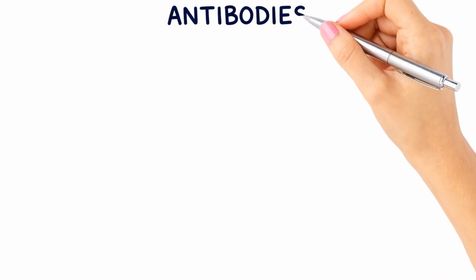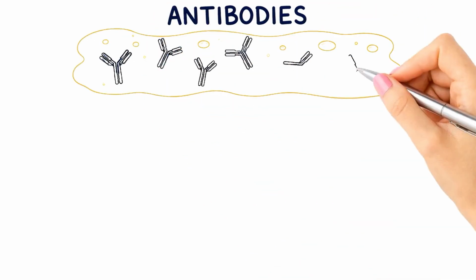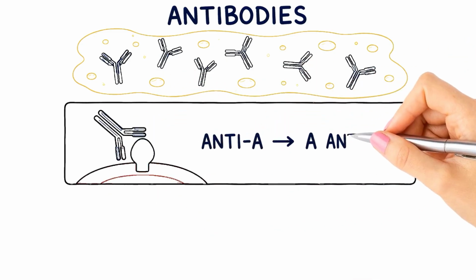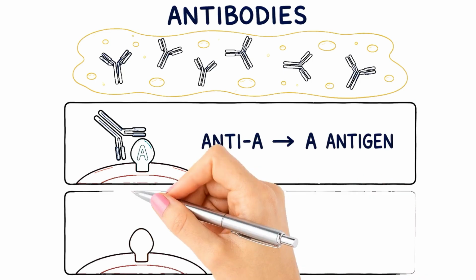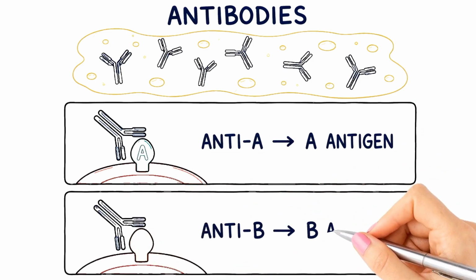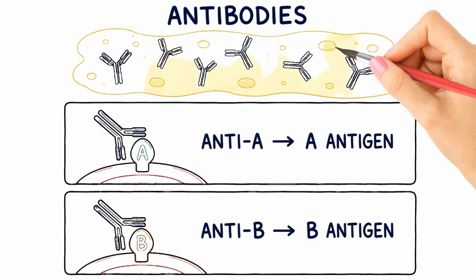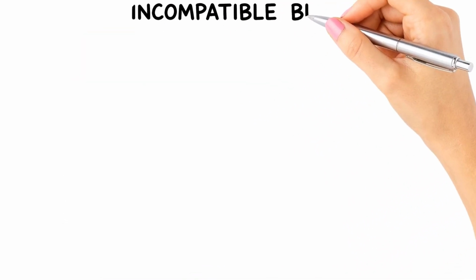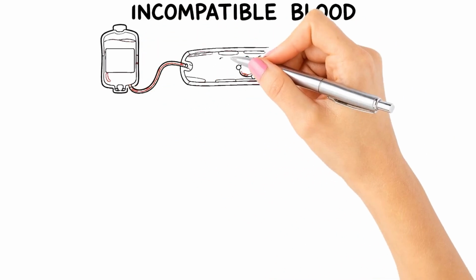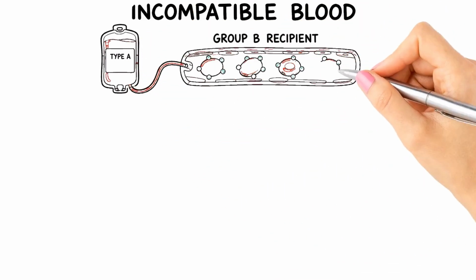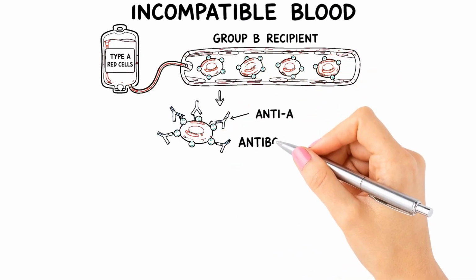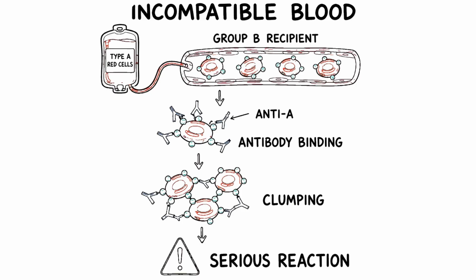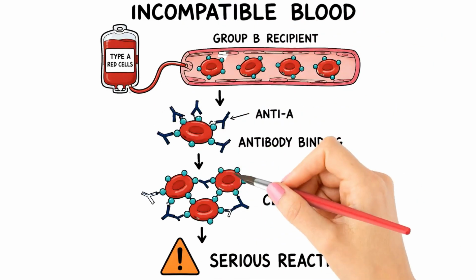Antibodies are defensive proteins found in plasma. They can bind to antigens that the immune system considers foreign. In the ABO system, anti-A antibodies target A antigens, while anti-B antibodies target B antigens. If incompatible red blood cells enter the circulation, antibodies may attach to their antigens. The cells can clump together and break apart, causing a serious transfusion reaction. This is why correct matching is essential.